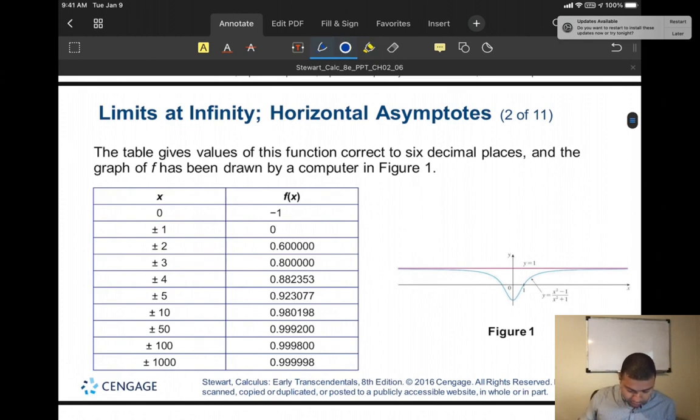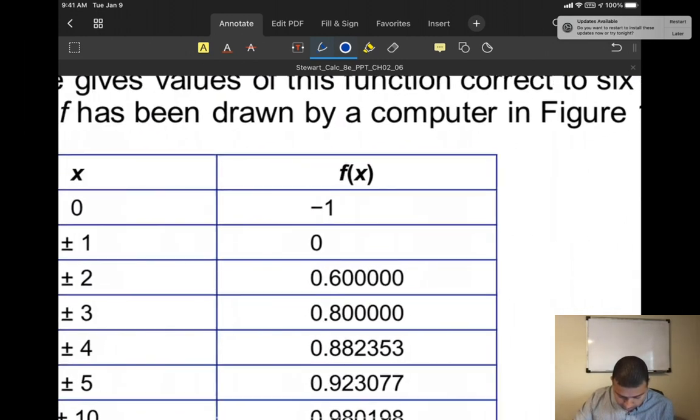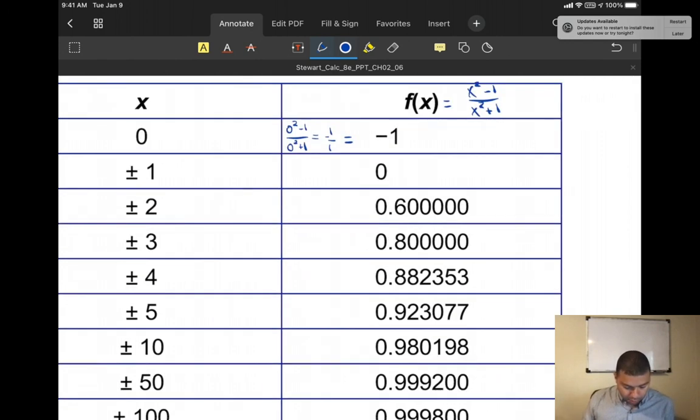Basically, they tell us when x equals 0, plug that in. Remember we have this f of x right here, x squared minus 1 over x squared plus 1. So here they're doing 0 squared minus 1 over 0 squared plus 1. So that's minus 1 over 1, which is minus 1, right? And they keep doing that with positive 1.